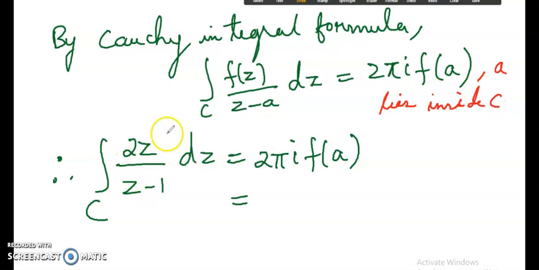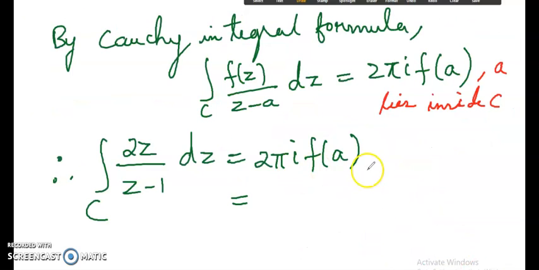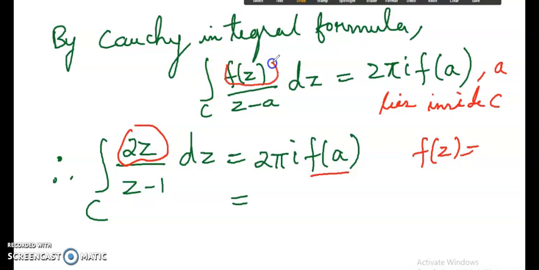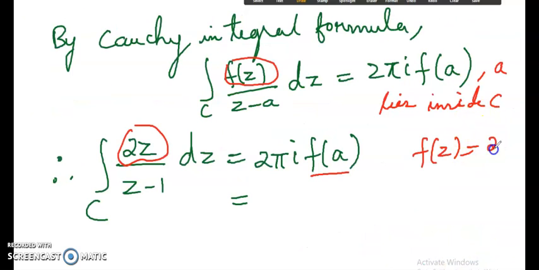So the integral over C of f of z by z minus a, that is our question. f of z is 2z, z minus a is z minus 1. This is of the form f of z by z minus a, and this is equal to 2 pi i f of a. Now how to find f of a? f of z is nothing but the numerator here. f of z is 2z.